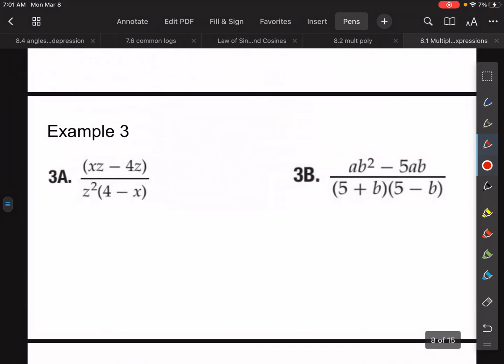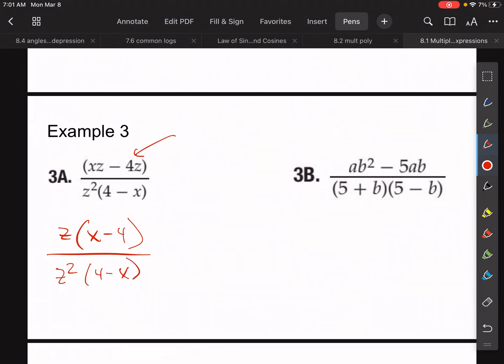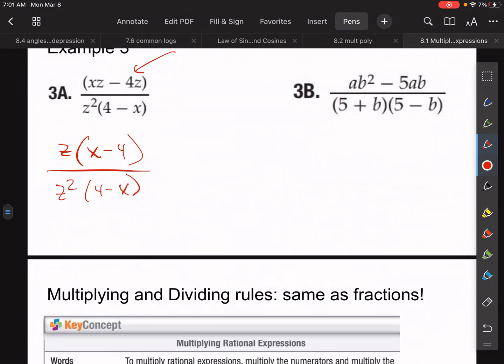So here's some examples of that. For this one, always think, can I factor this? The first thing you always ask yourself is, is there something I can take out of both pieces? And there is, z, and I'm left with x minus 4. And then in the bottom, I have z squared, and then I have 4 minus x. So this is one of those cases where these look very similar, but I can't just cancel these out.